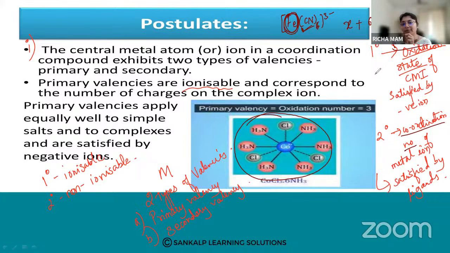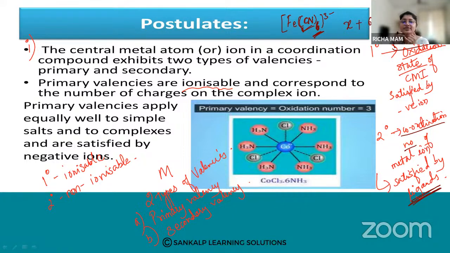So what does your primary valency tell you? It tells you about the oxidation state, and it is satisfied by the negative ions. You can see here how the oxidation number is satisfied, by the negative ions beside it. And your coordination number, how is it satisfied? It depends upon the number of ligands, right? So it is satisfied by the ligands. And primary valencies are ionizable, secondary valencies are non-ionizable. So these are the two points.